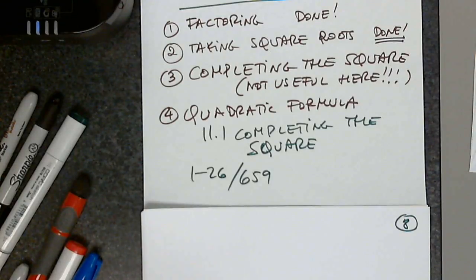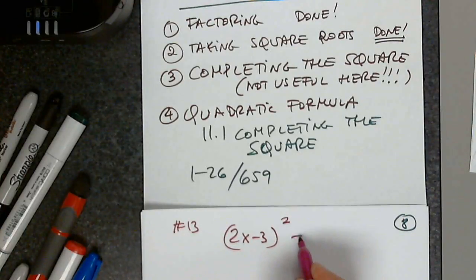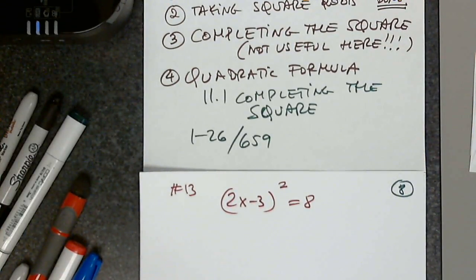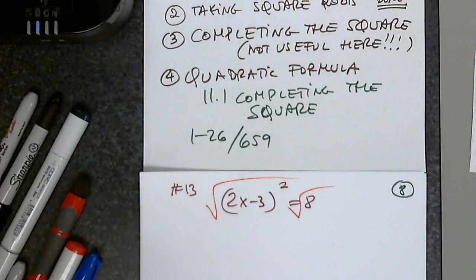Okay, I will choose 13. So 2x minus 3 everything squared equals 8. This is a typical situation for taking square roots, because the left-hand side has something with x in it and it's squared, and the other side is just a plain number. So I take the square root from the left and the square root from the right. Now remember from chapter 10, and also remember how many solutions I have to get here. Because I don't want you to forget plus or minus. If you forget plus or minus, you only get 1 solution out of 2.